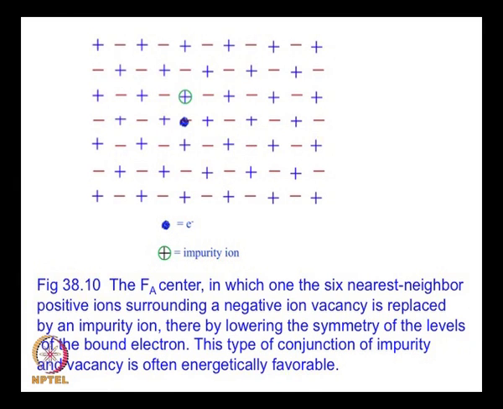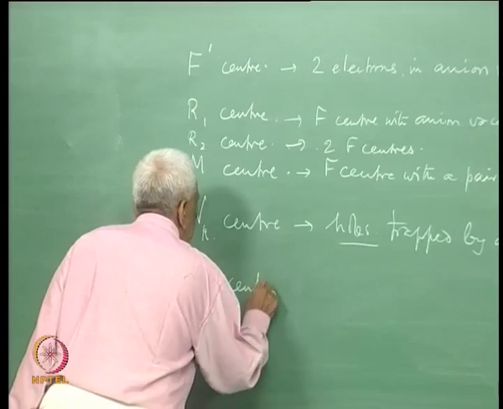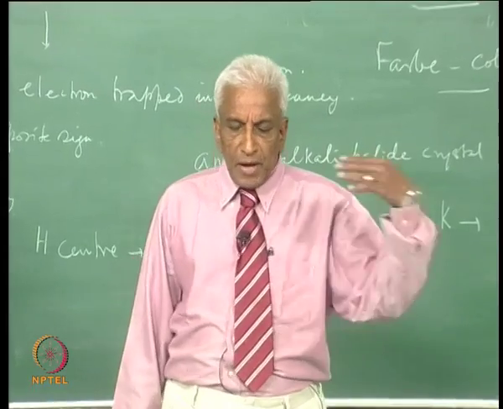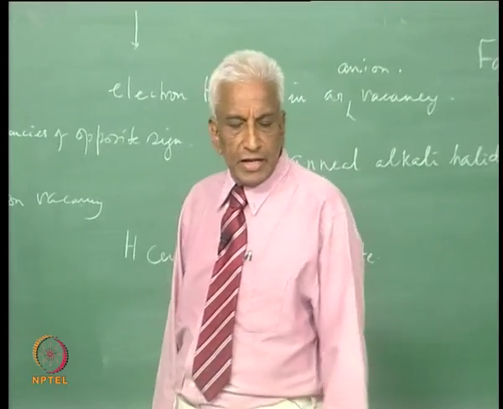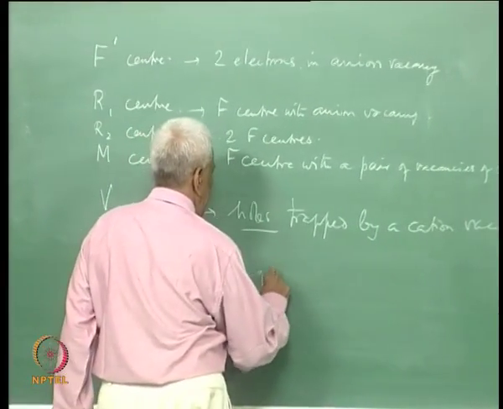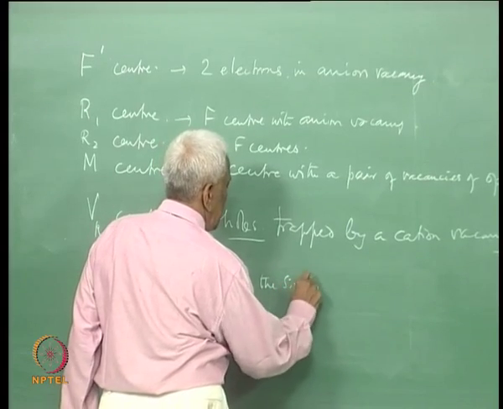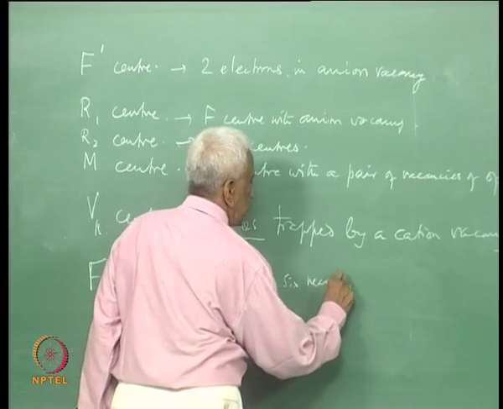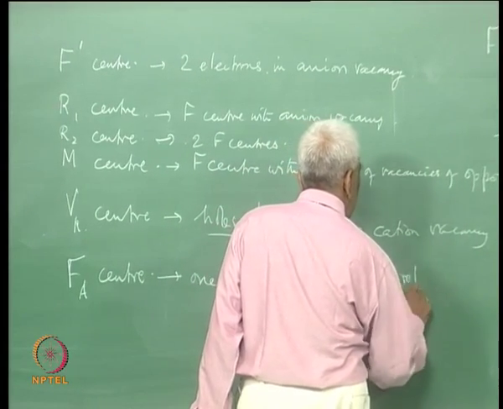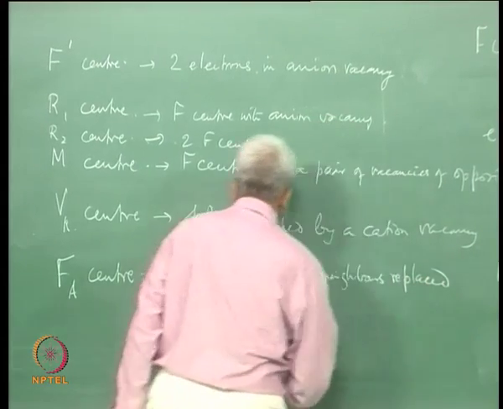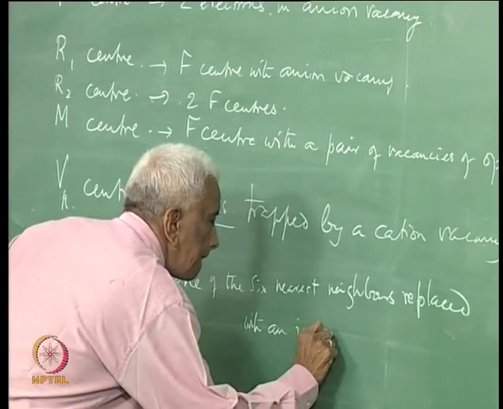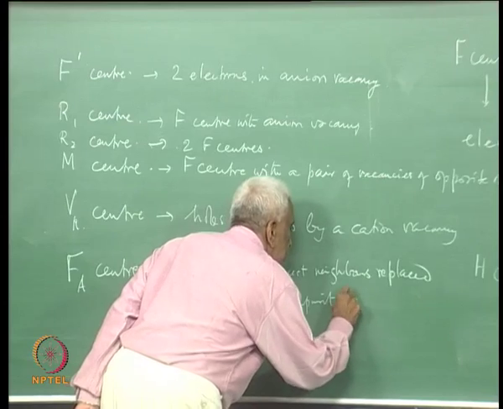And the FA center, in which one of these 6 nearest neighbor positive ions surrounding a negative ion vacancy is replaced by an impurity ion, which we call A.